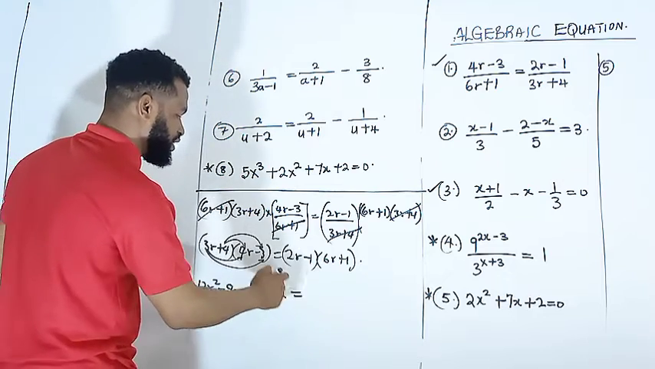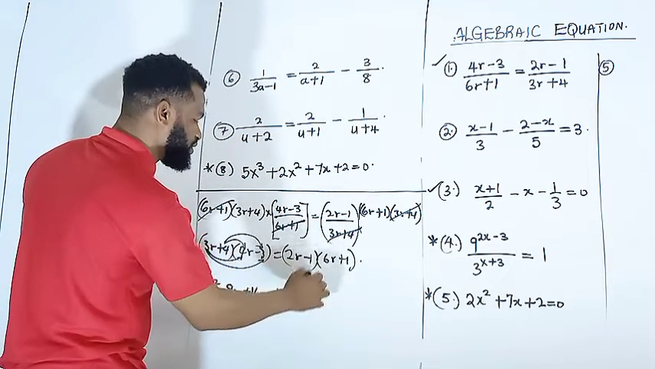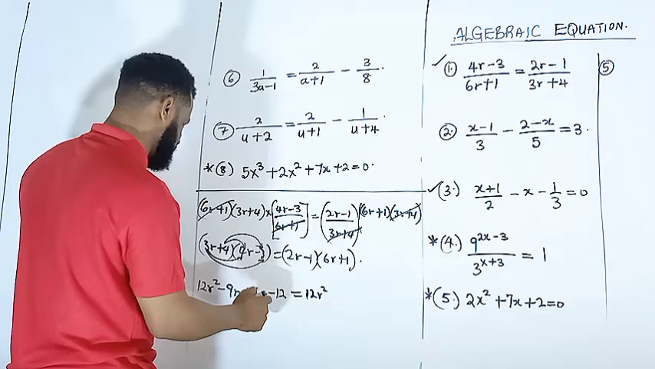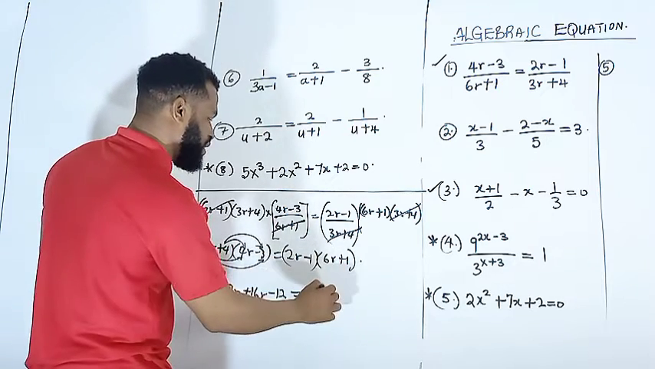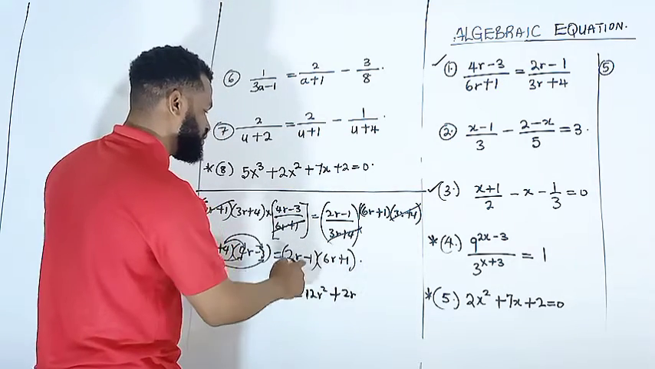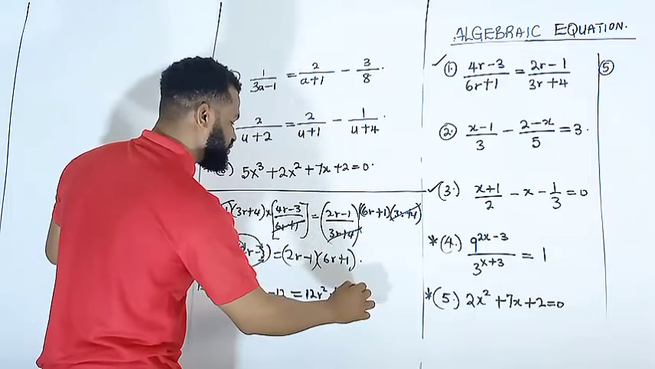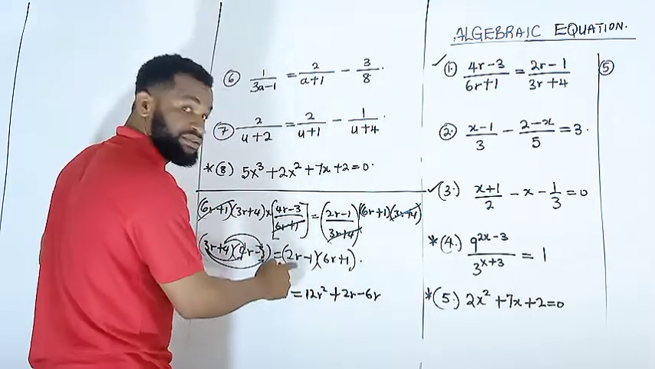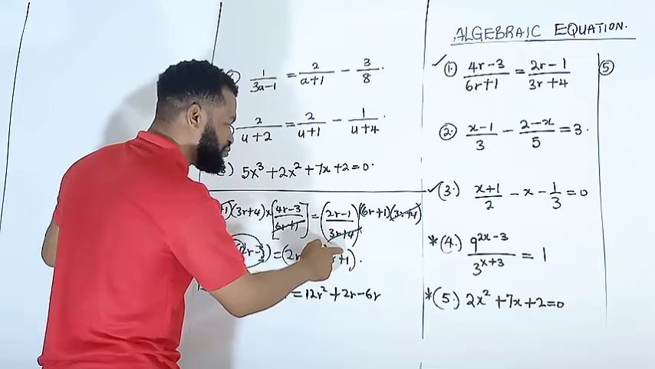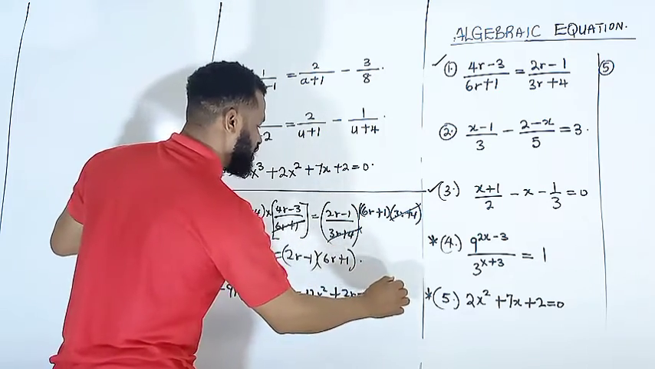So this is equal to, I'm doing the same thing. 2r times 6r is 12r squared. 2r times 1 is going to be 2r. So minus 1 times 6r is going to be minus 6r. And minus 1 times plus 1 is going to be minus 1.